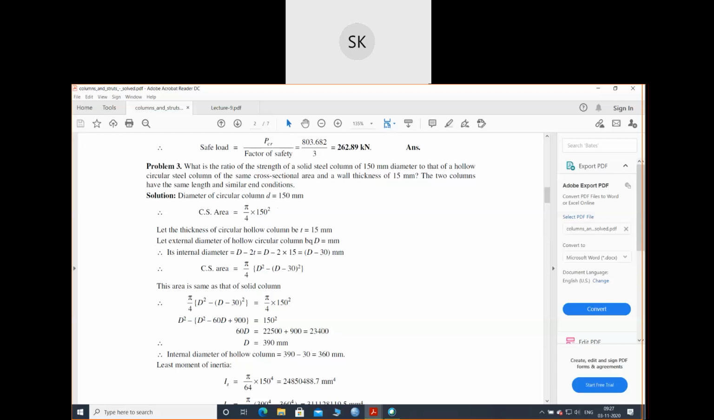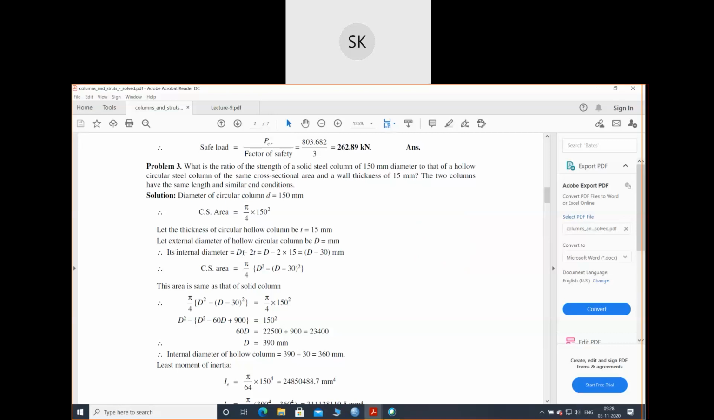This value is given. Let the external diameter of the hollow circular column be d. This is not given to us. We have been given a particular diameter plus thickness. It is not said that this d is also external; it is said that the steel column is of this diameter. So we'll use some relations to find the external and internal diameter of this hollow section.